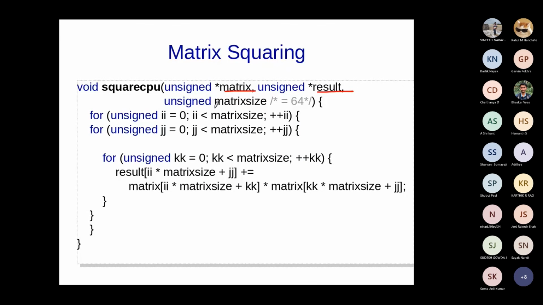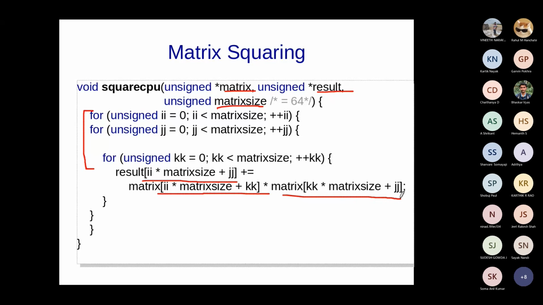It usually has these three loops, for i, for j, for k. And then we know how to take care of that. So result of ij plus equal to, let's say, a of ik into b of kj. So that is our usual computation that we do using a and b matrices. In this case, a and b are the same.